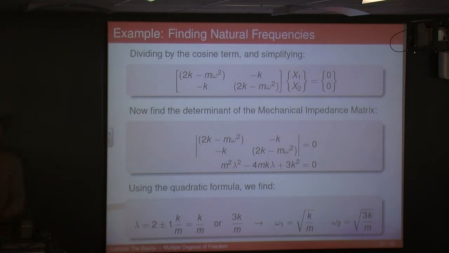And obviously omega 1 will be the square root of the first term, and omega 2 will be the square root of the second term. It doesn't matter what order you do them in. Just make sure you're consistent with the suffixes. Omega 1 will refer to the first mode, and omega 2 will refer to the second mode.